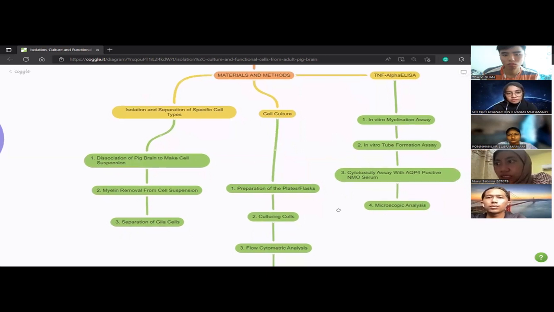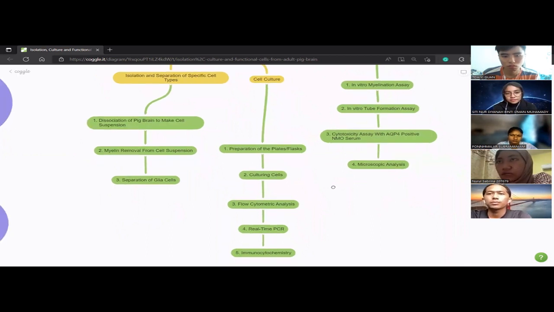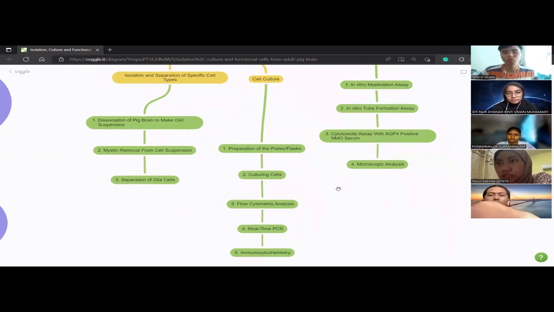The next part is cell culture. There are 5 small parts under cell culture. The first one is preparation of plates. The materials needed are 100% HCl, 70% ethanol, poly-L-ornithine, laminin, and distilled water. Next is culturing cells. For culturing cells, we need to prepare the glial and endothelial cells, and also 1x DMEM, FCS, as well as AraC.